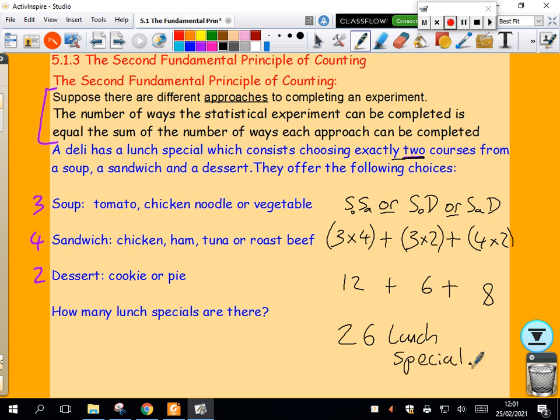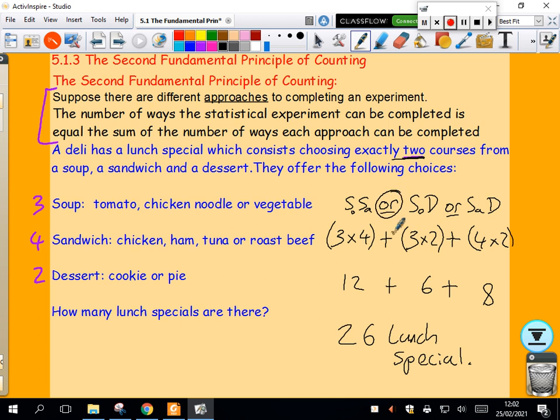Okay? There are 3 different approaches. Within each approach, there are 2 tasks. So the second fundamental principle of counting essentially says this. Suppose there are different approaches to completing an experiment. The number of ways that the experiment can be completed is equal to the sum of the number of ways each approach can be completed. Okay, so that's the second fundamental principle of counting.